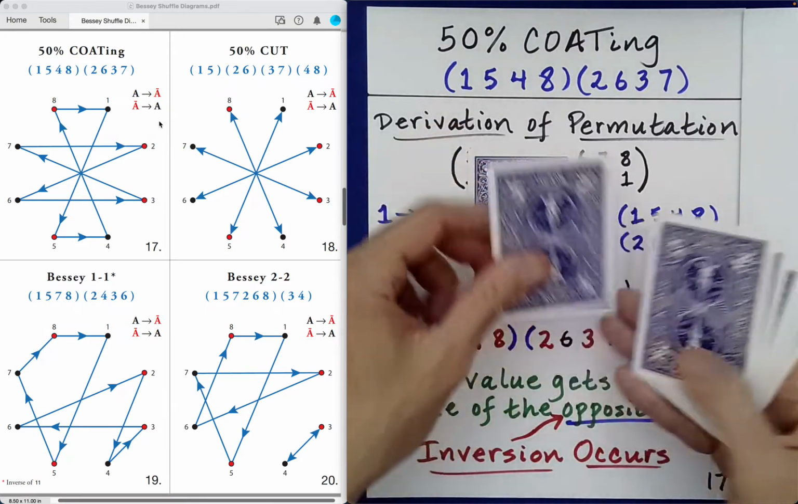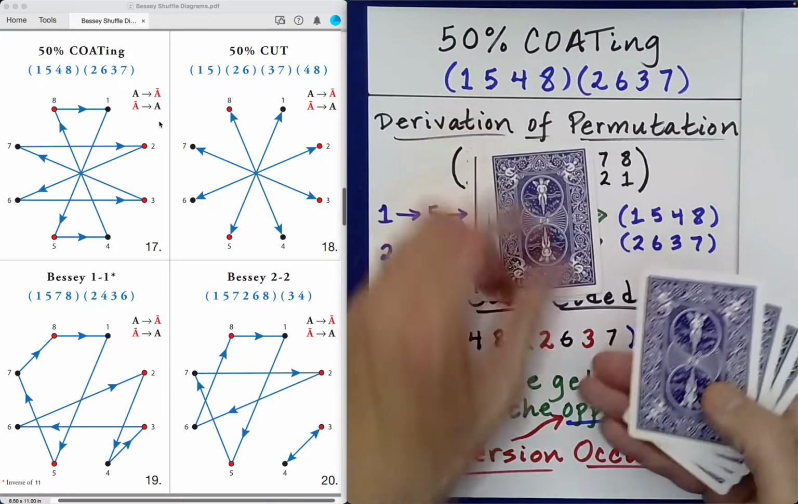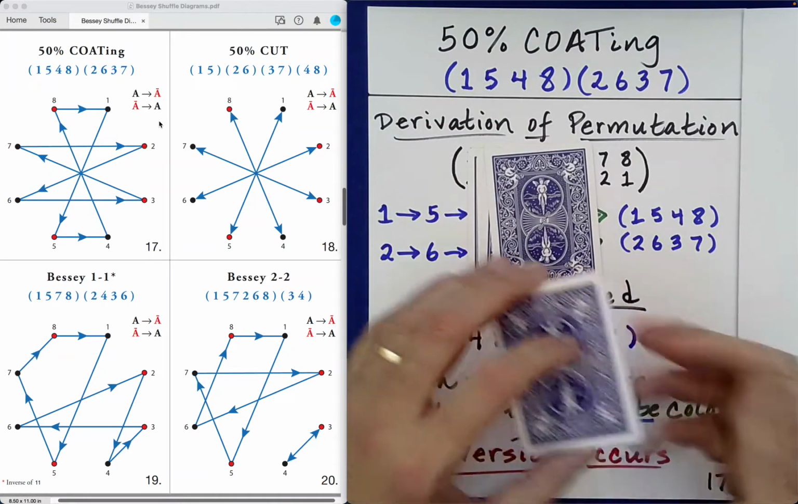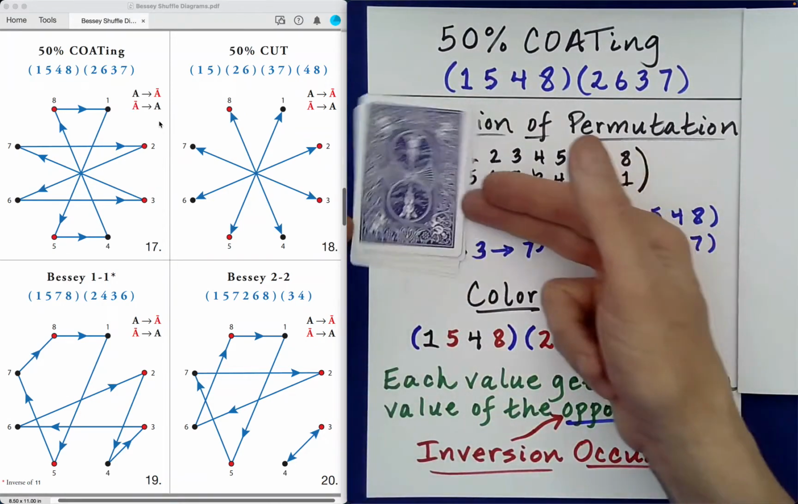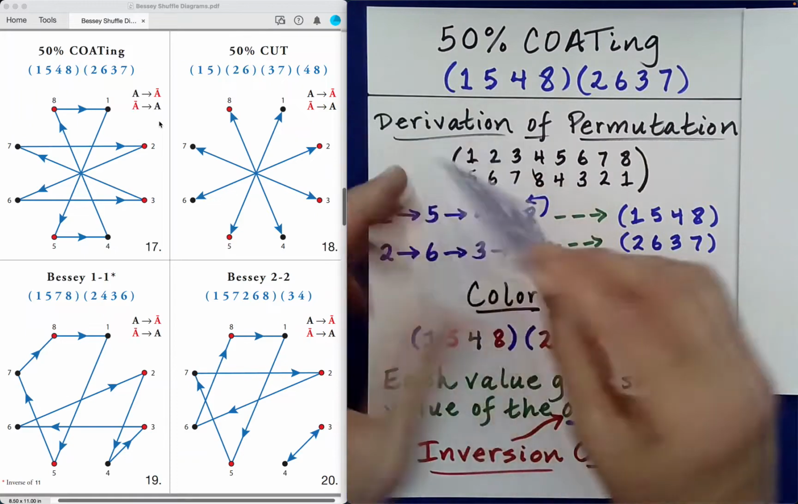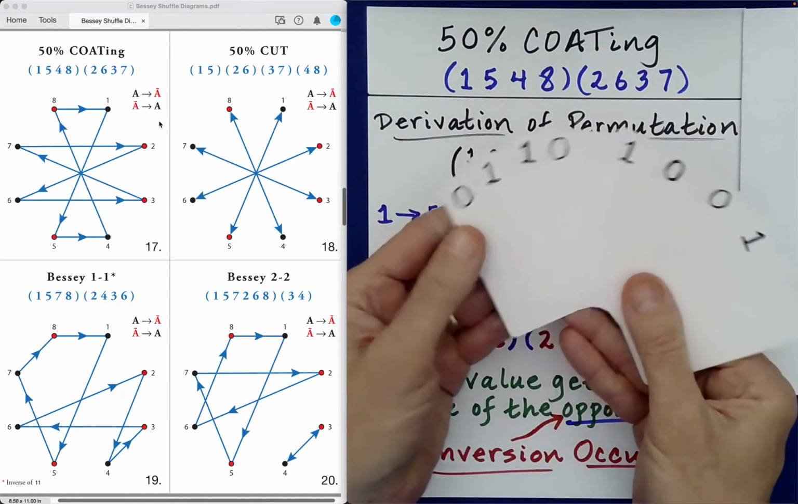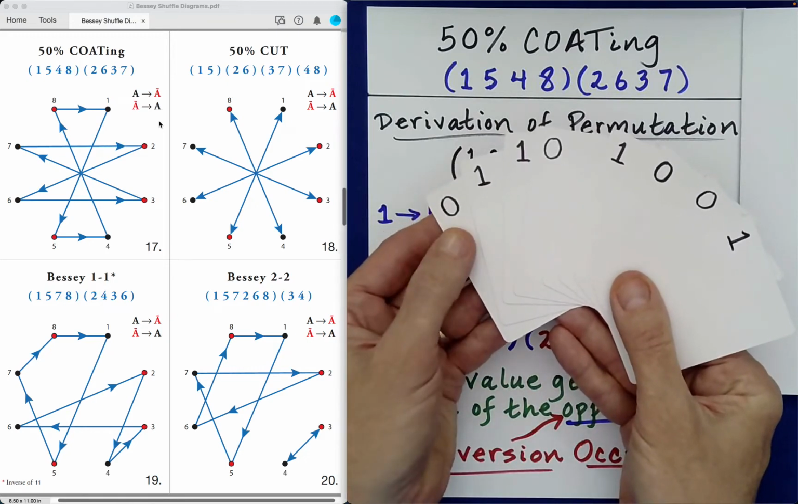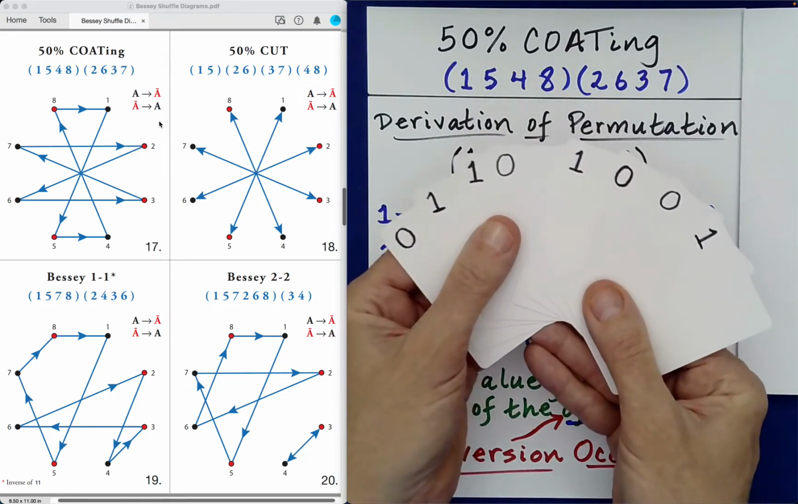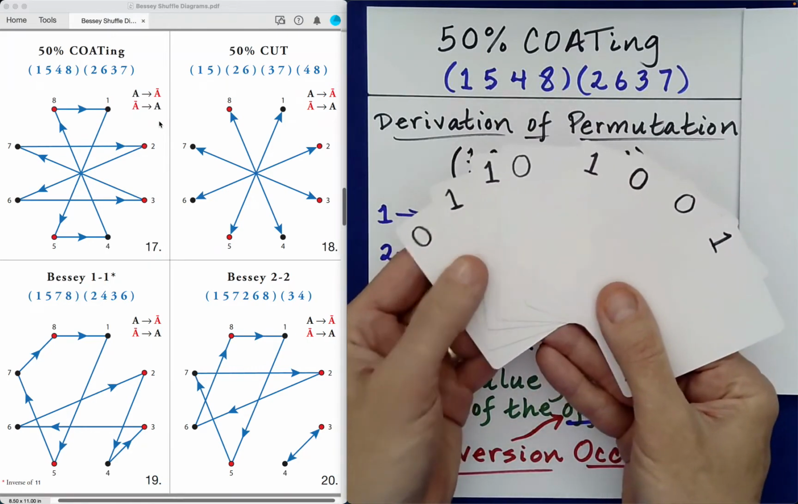So 1, 2, 3, 4, that's 50% of the cards. Drop the rest on top. Did we get an inversion of the original sequence? We did indeed. It now begins with 0, then 1, 1, 0, followed by 1, 0, 0, 1.